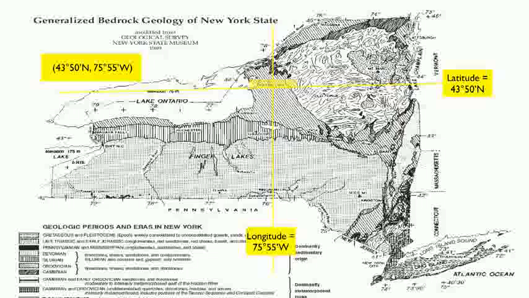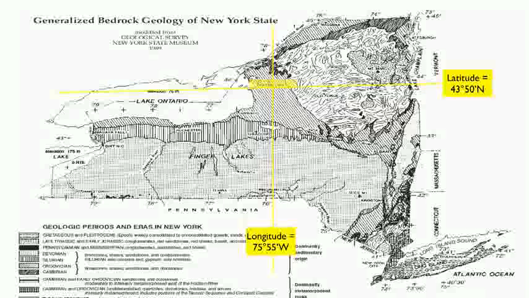Let's take a look at another city. You see here we have Jamestown. Jamestown has a latitude just above 42 degrees. It's going to be 42 degrees 5 minutes north. And it has a longitude, okay, that's a little bit past 79 degrees. So it can be about 79 degrees 15 minutes west. If we're going to write that as a coordinate, 42 degrees 5 minutes north, 79 degrees 15 minutes west.